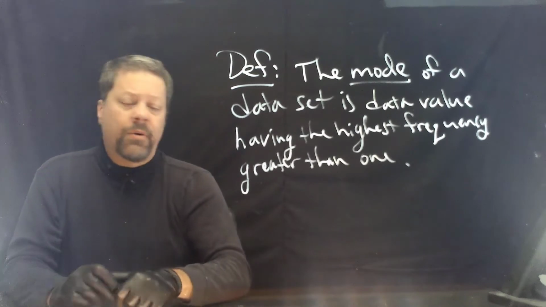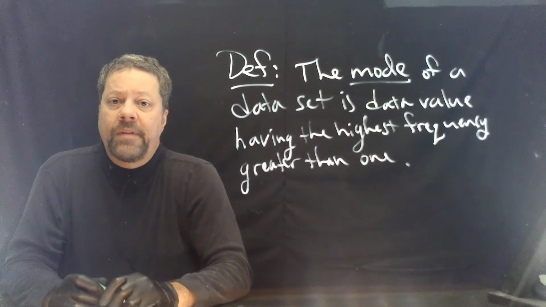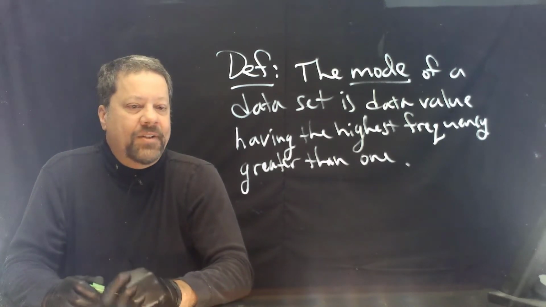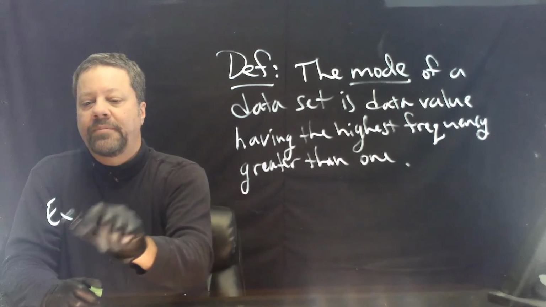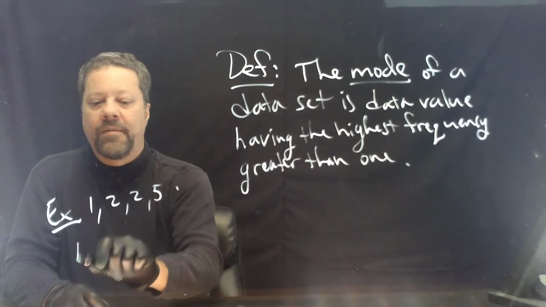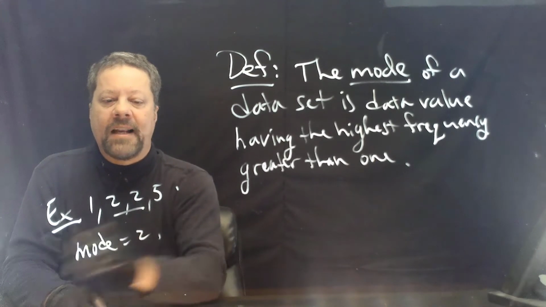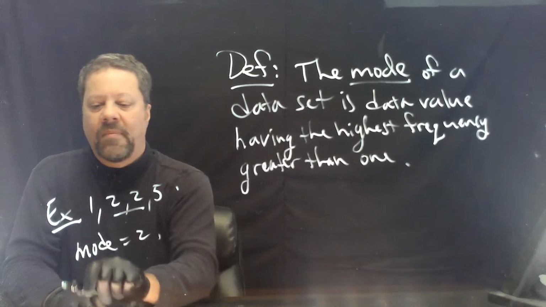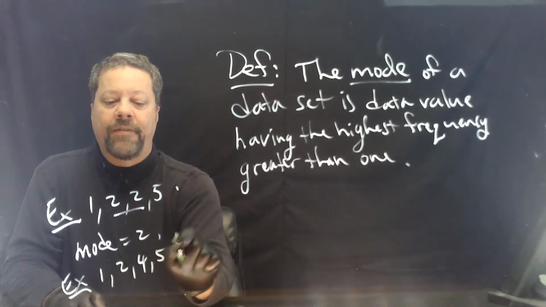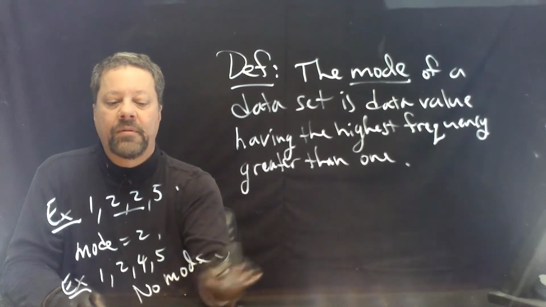If no value is repeated, or if there is no highest frequency data value, then we say that it has no mode. That data set has no mode. So let's give an example. Suppose I have 1, 2, 2, 5. Here the mode is 2, because that has the highest frequency. On the other hand, if I have 1, 2, 4, 5, this data set has no mode.